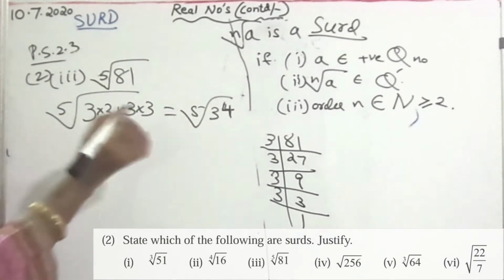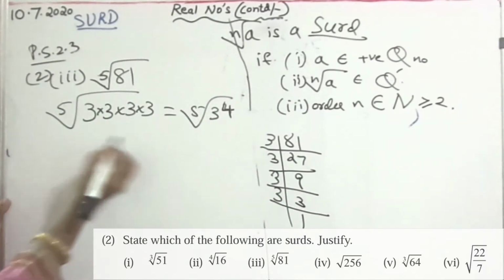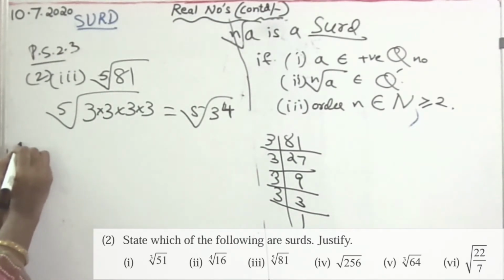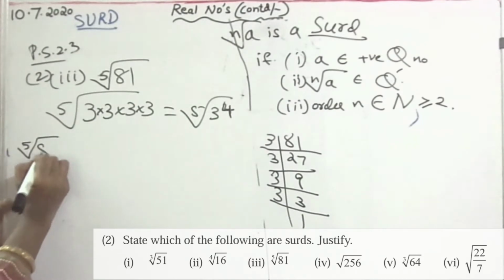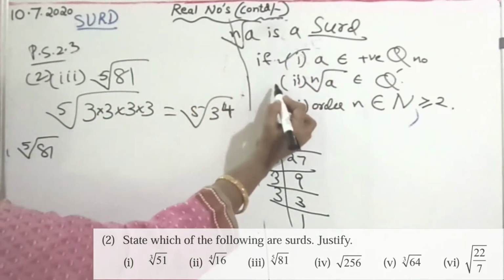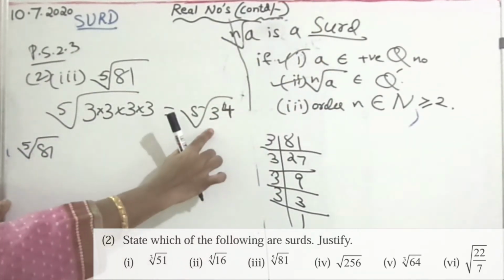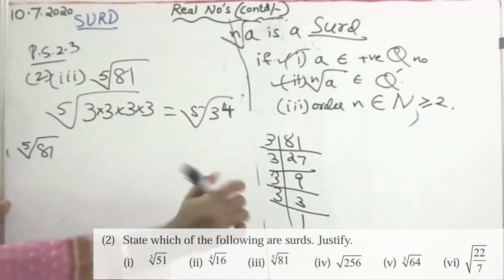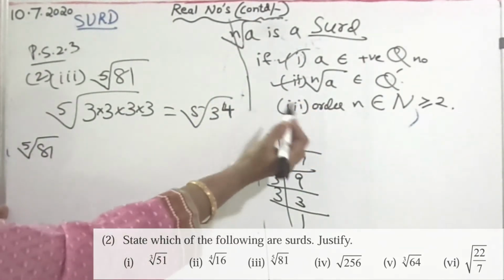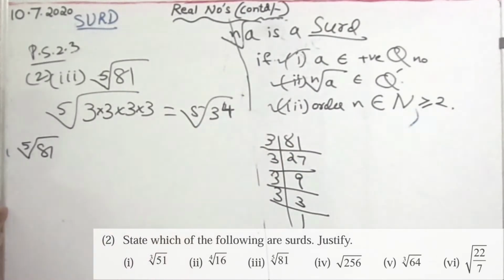Okay. So now let us write down fifth root of 81. This condition is satisfied. This is also satisfied. It's an irrational number. The root is not getting removed. And the order 5 belongs to natural numbers and is greater than 2. All three conditions are satisfied.